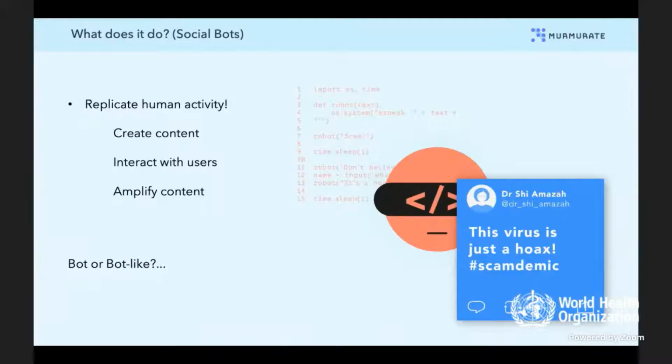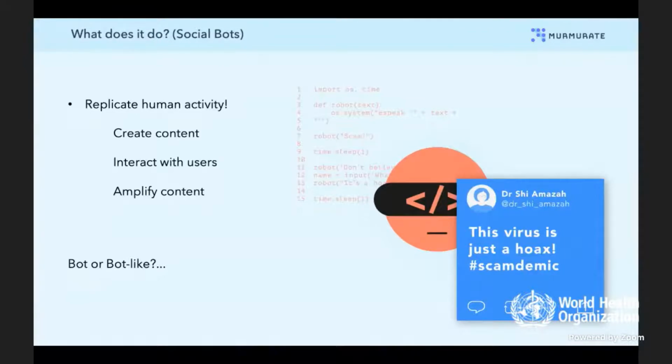Now, I should say that the first two elements of that, creating the content and interacting with users, is actually much harder generally to automate. And yes, there have been trials, and lots of big companies have demonstrated some pretty good capabilities. But on the whole, at the moment, I would say that the majority of the time, the role that we see bots in is that last role. It's in amplifying the content.